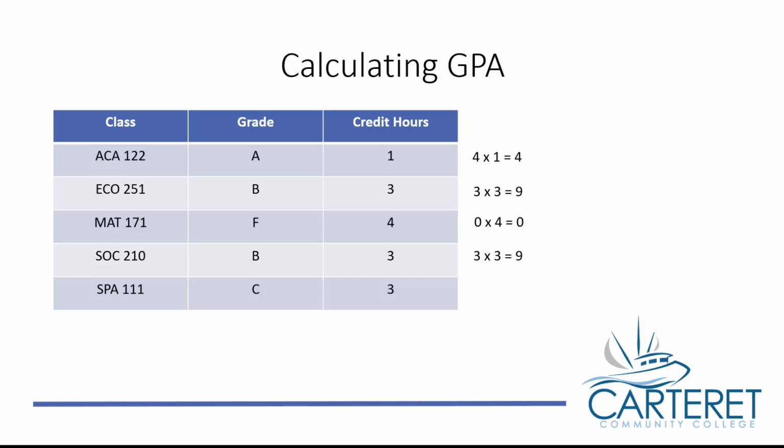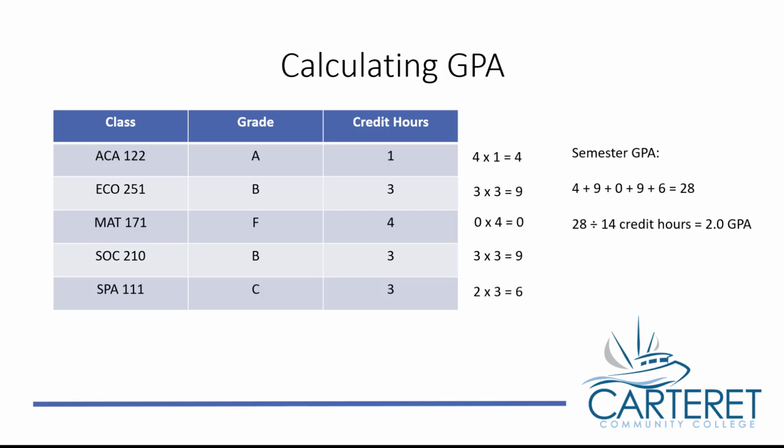A B is 3, 3 times 3 would be 9, and then a C is 2 quality points, times 3 credit hours is 6. So again, what we're going to do is add up those total number of quality points there, which is 28. And if you add up the student's credit hours, they are taking 14 credit hours this semester. So the total number of quality points divided by the number of credit hours is that student's GPA, which is a 2.0.